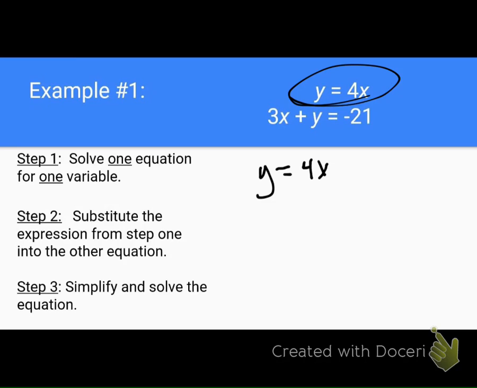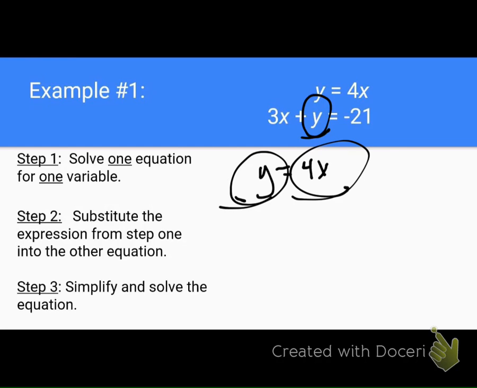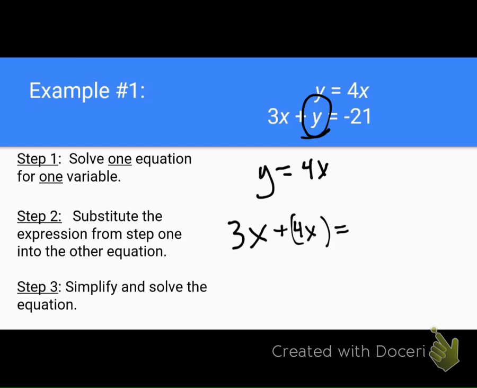The next step is to substitute that expression into the other equation. So I have a y term here in my second equation, and instead of writing y, I'm going to substitute in 4x because those two things are equal. So I'll have 3x plus 4x equals negative 21.